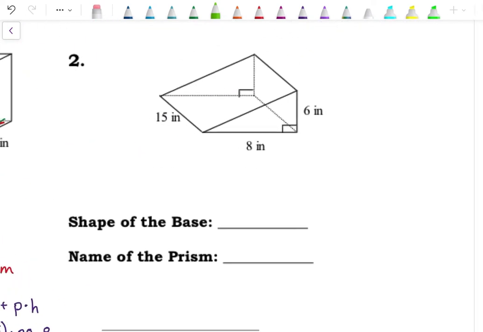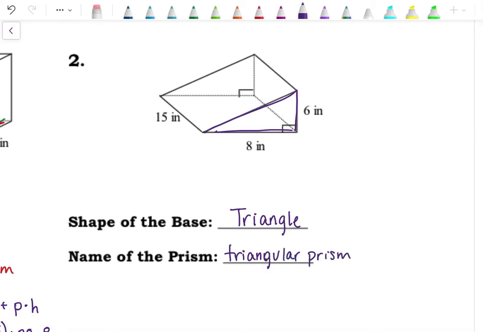Number 2, shape of my base. This is going to be my base right here. That is a nice triangle, so it is a triangle base. Which means if I were to name the prism, it would be a triangular prism. Cool.